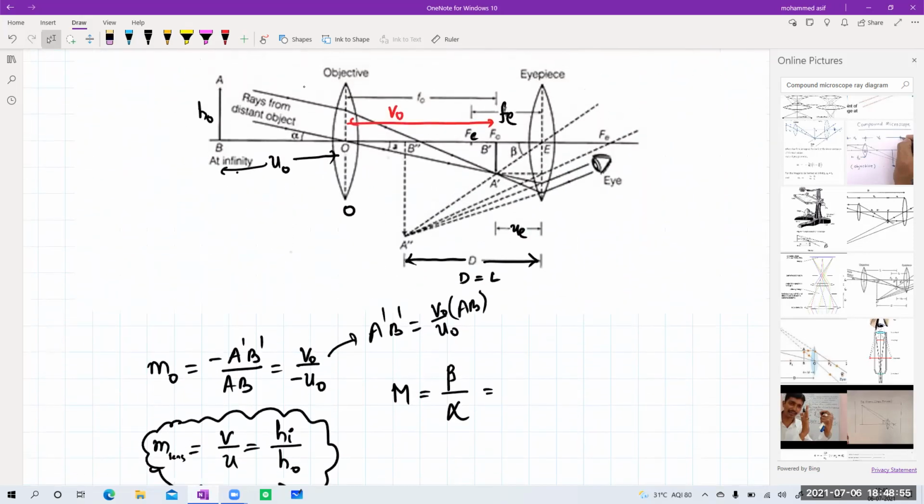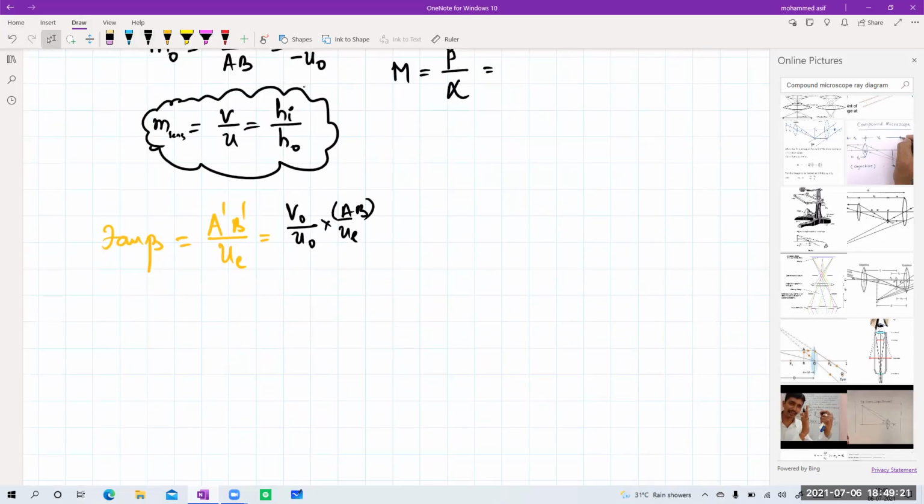What is AB? See the diagram. The object is at infinity, so the distance to the object is infinity. AB is represented by H naught, the height of the object. So I can write this one as V naught divided by U naught into H naught divided by UE. Can I write like this?